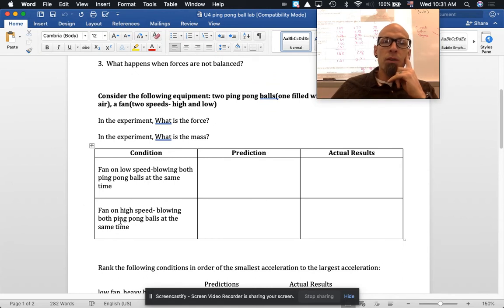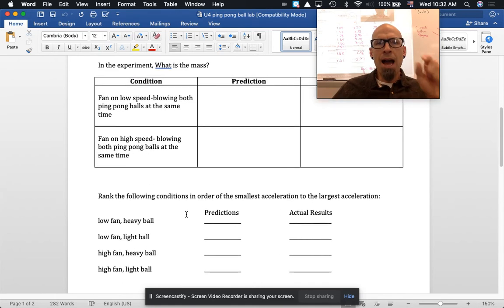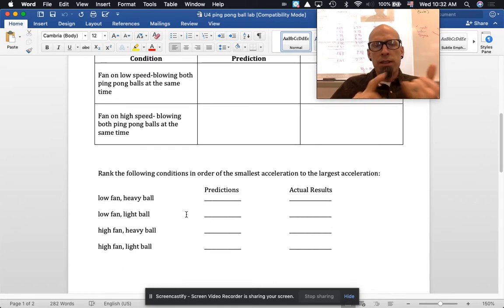Now, what we ended up seeing in the video, which again, you were able to make predictions and then you were able to see the actual results because those were in the video. Now, what I don't know is if in the video you were able to see the actual results of this. I was assuming that everyone would know that the light ping pong ball with the fan on high would be the highest or fastest acceleration, and that the low fan with the heavy ball would be the slowest. So slowest, low fan, heavy ball. Highest acceleration, fastest acceleration would be the high fan and the light ball.